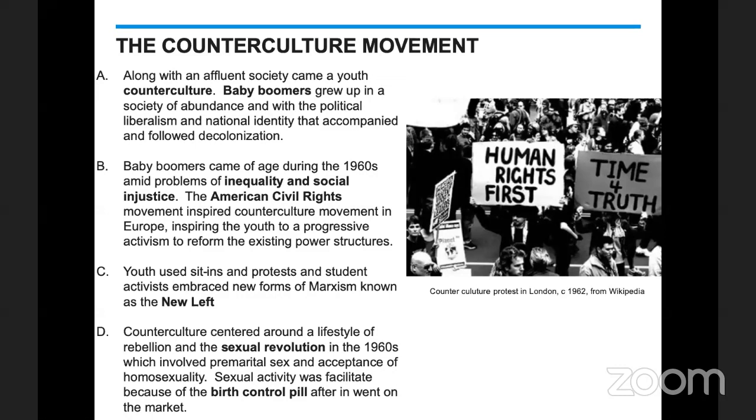And then along with this counterculture movement, also in the US and Western Europe, we have this lifestyle of rebellion and a sexual revolution that comes about. One of the really important reasons is the marketing and easy access to the birth control pill. So that's a huge moment that is going to facilitate things that are going on in the 60s. We're going to see new ideas and acceptance of things like premarital sex and homosexuality, and just a revolution in thought because of this generation of youth that has grown up in the affluence post-World War II.